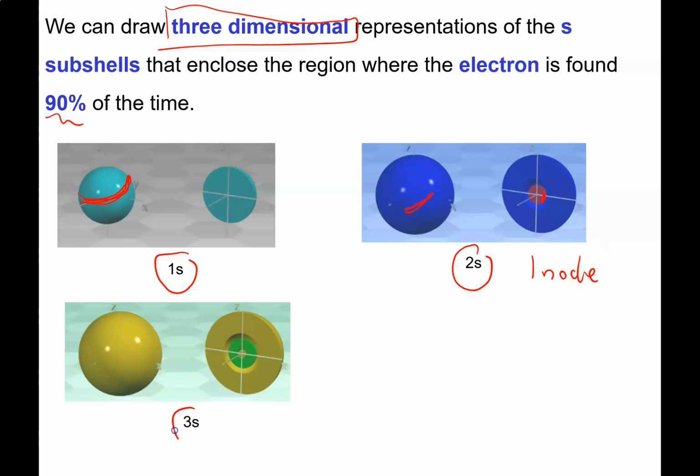When we go out to the 3s, we see the same thing. Most of the time it's on the surface of this sphere. It's a bigger sphere again, but this time we've got 2 nodes there where we have 0 probability of finding the electron.